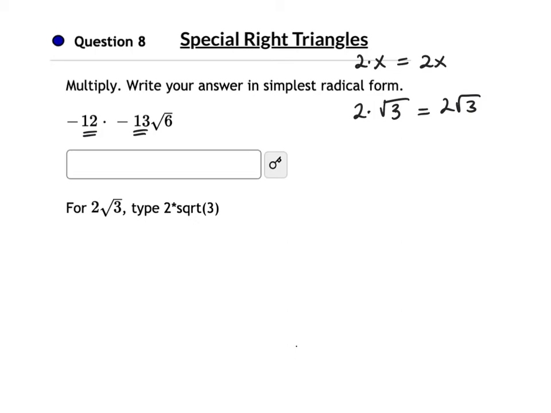So that's what's going on here. I'm going to multiply just the two whole numbers. Negative 12 times negative 13, that'll be positive, and 12 times 13 is 156. So this is 156 root 6.